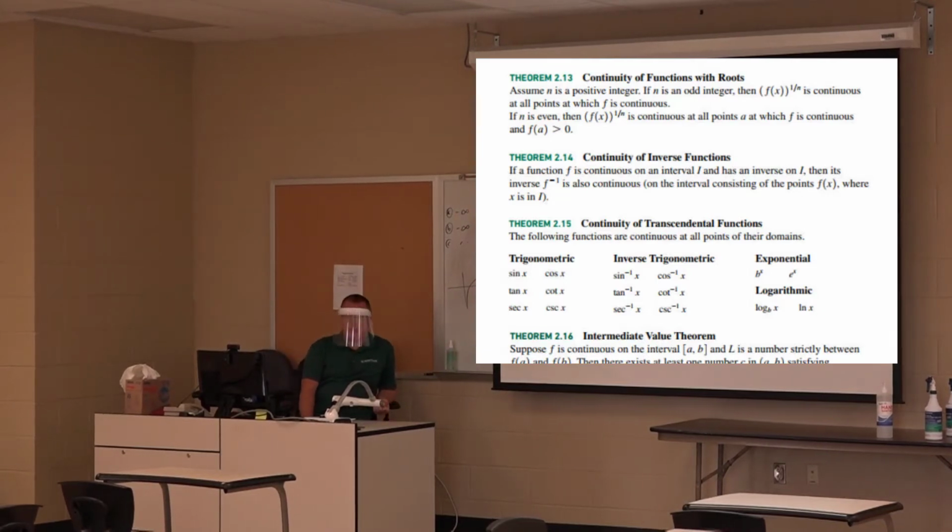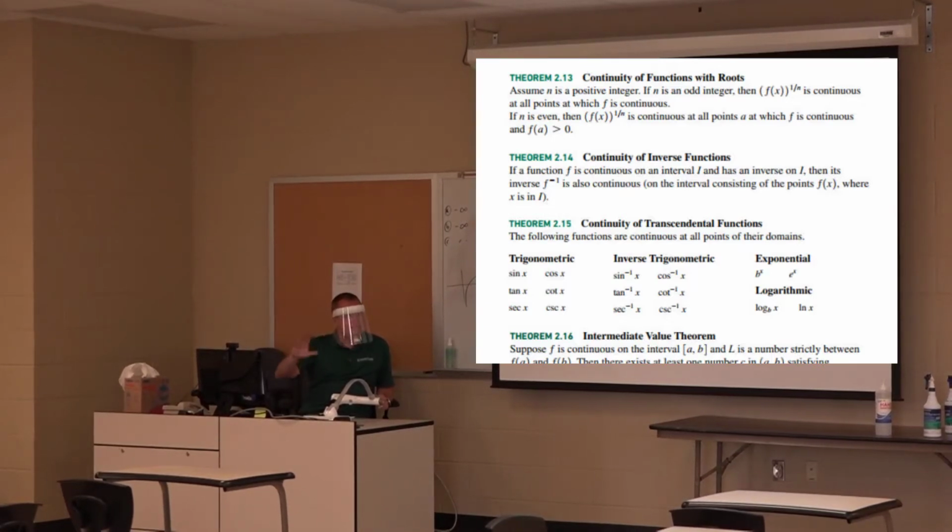If n is even, so like if you have a square root or a fourth root or a sixth root, it is continuous at all points a at which f is continuous and f of a is greater than 0. Okay? So if it's even, it's only going to be that one side. All right, any questions about that?